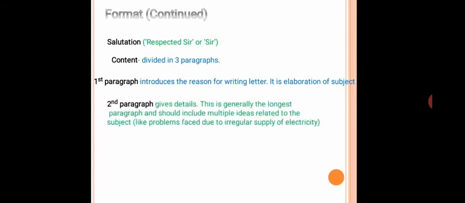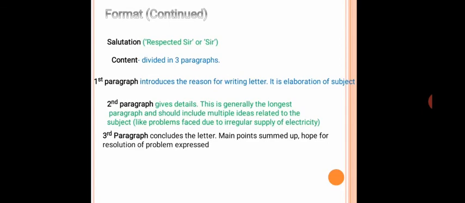The first paragraph is introduction. It introduces the reason for writing the letter. It is more or less the elaboration of the subject. The second paragraph gives details. This is generally the longest paragraph because it includes maximum number of ideas, and it should include multiple ideas. This is to be kept in mind. Mentioning only one idea will not be enough to make the letter effective. For example, if the letter is to be written to complain about irregular supply of electricity, then the problems faced due to irregular supply of electricity can be mentioned in this paragraph.